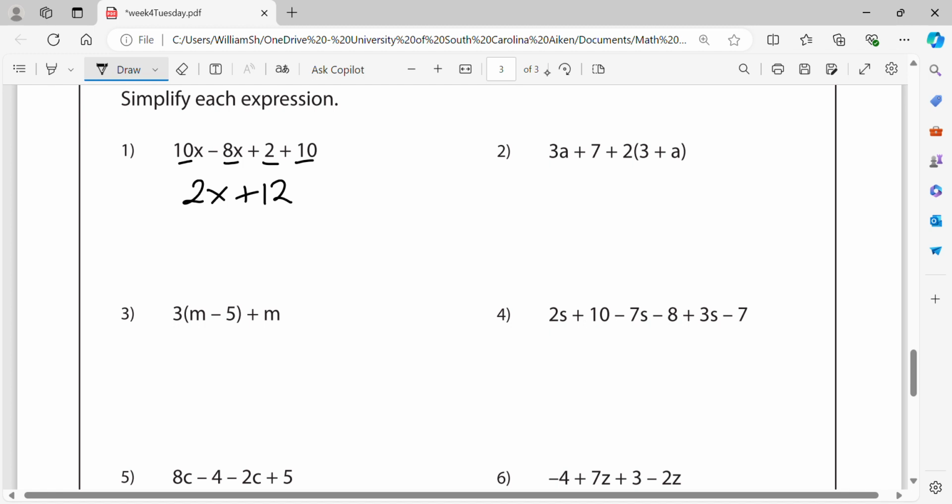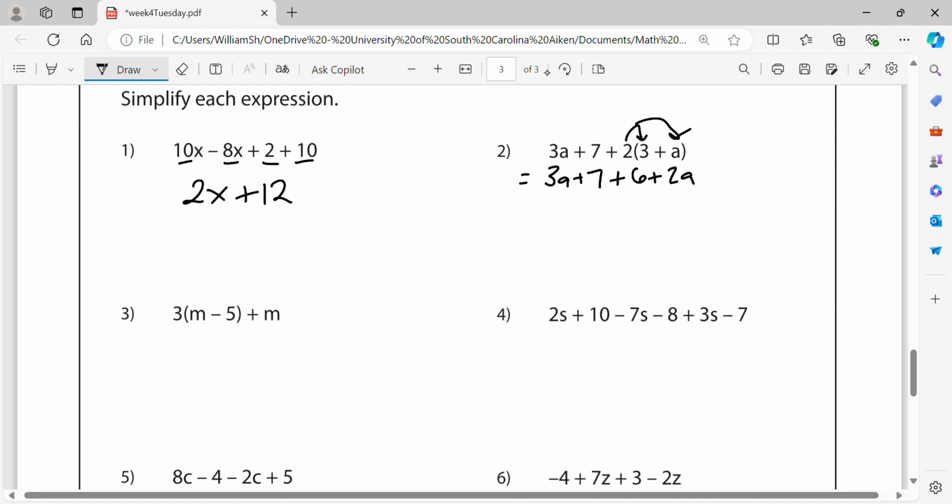We need to distribute the number on the outside. We need to distribute the 2 to both terms. Should give us a 3a plus 7. 2 times 3 is 6, so plus 6. 2 times a is 2a. That's the secret simplification step there. Got to be able to distribute to both terms, or all terms if it's more than 2.